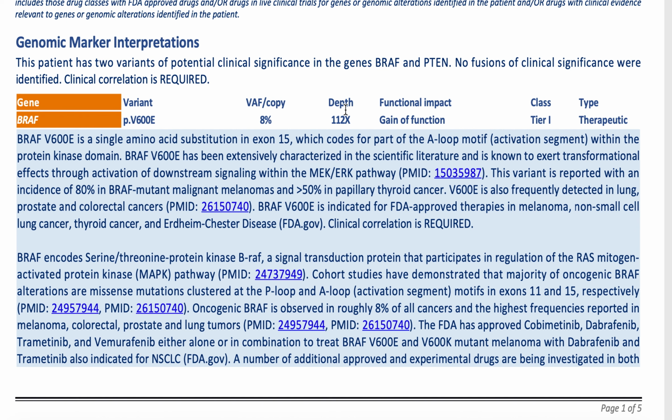The depth indicates the sequencing read depth. The greater the read depth, the greater the genomic coverage at a specific region of the genome that is being sequenced. More coverage equals more confidence in the read calls detecting any variants. The read depth listed on Tony's report, 112x here for BRAF, and 912x for PTEN, not shown here, are both very high read depths, providing confidence in the presence of these 2 variants.